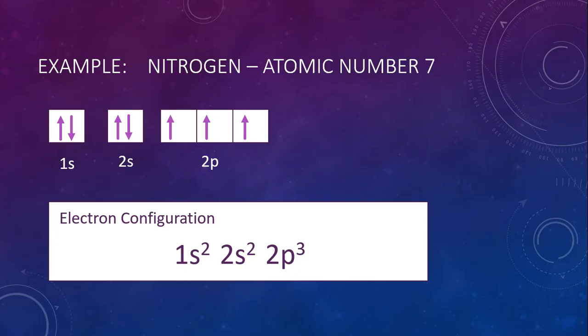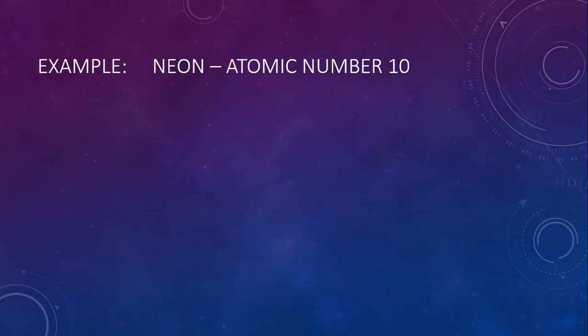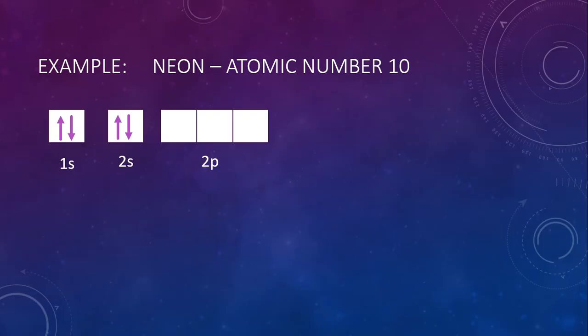Let's do a little bit bigger one. Let's do neon. Neon has an atomic number of 10. So I'm going to go ahead and do the orbital notation, filling that up. 1s gets 2, 2s gets 2, 2p, let's see, I got 4 so far, I got 6. Guess what? I could fill this up. And that is my orbital notation for neon. It has all the 1s and all the 2s completely full. So this is a complete full orbital diagram.